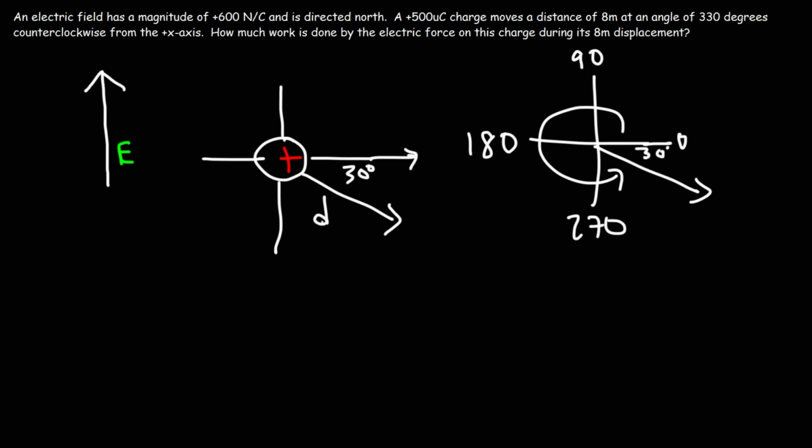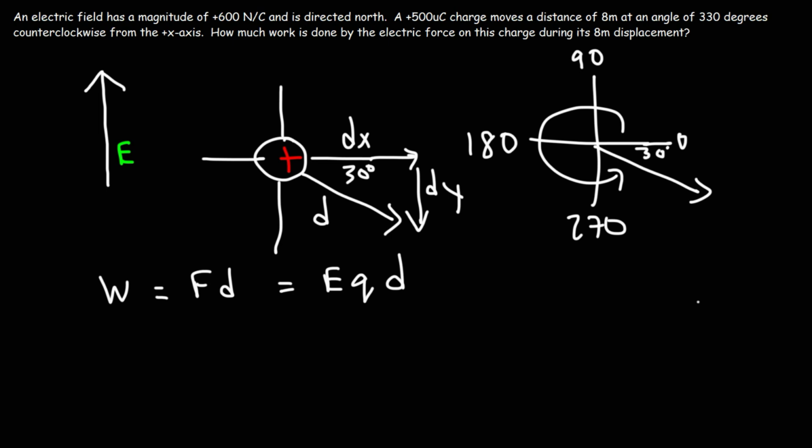So if this is the displacement, this is the horizontal displacement, this is the vertical displacement. Now we know that the work done is going to be force times displacement. And we can replace force with the electric field times the charge times displacement. But recall, if the force and displacement vectors are perpendicular, the work done is 0.